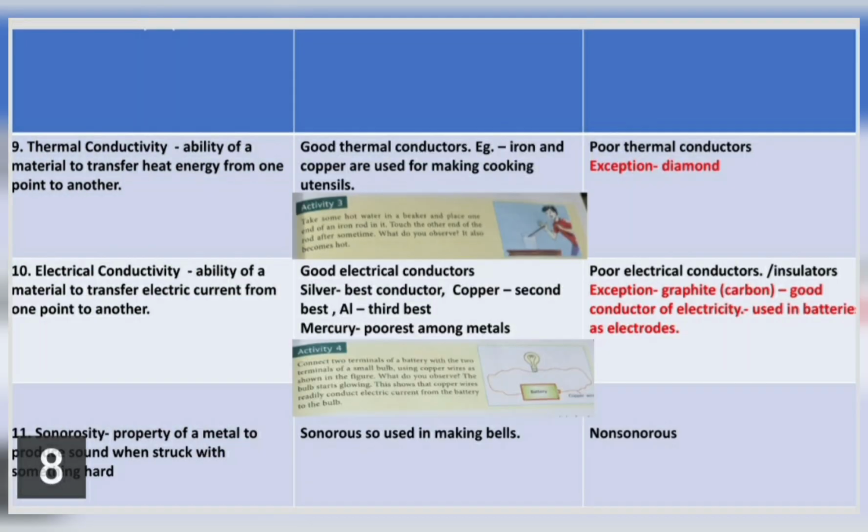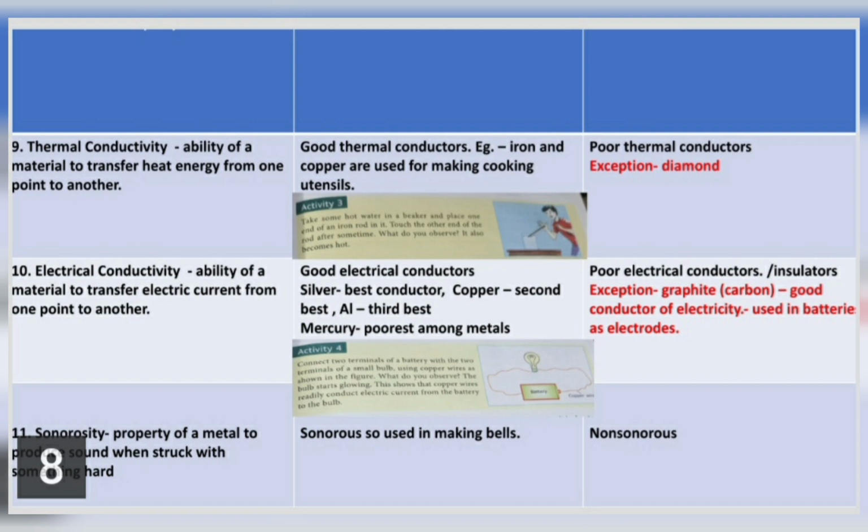The next is thermal conductivity. What is thermal conductivity? The ability of the material to conduct heat energy from one point to another. As we know, we use metals in all our kitchen utensils. So this shows that metals are good thermal conductors, which you have read in the 7th standard also.